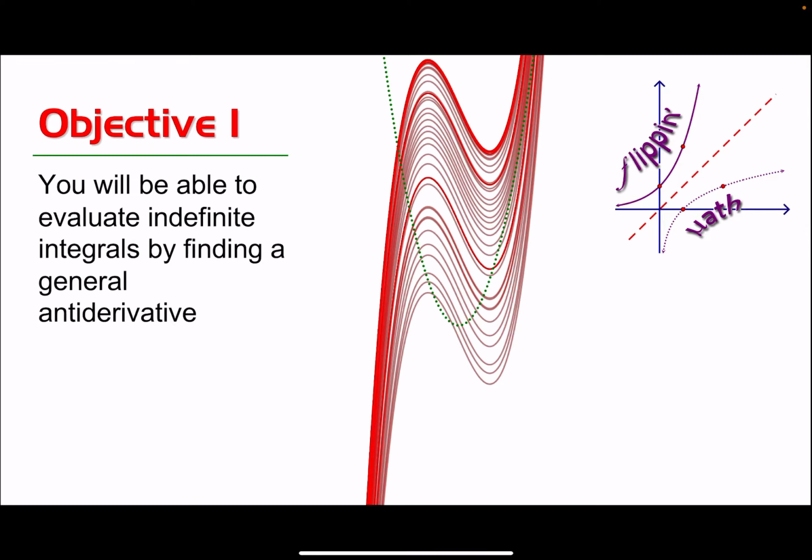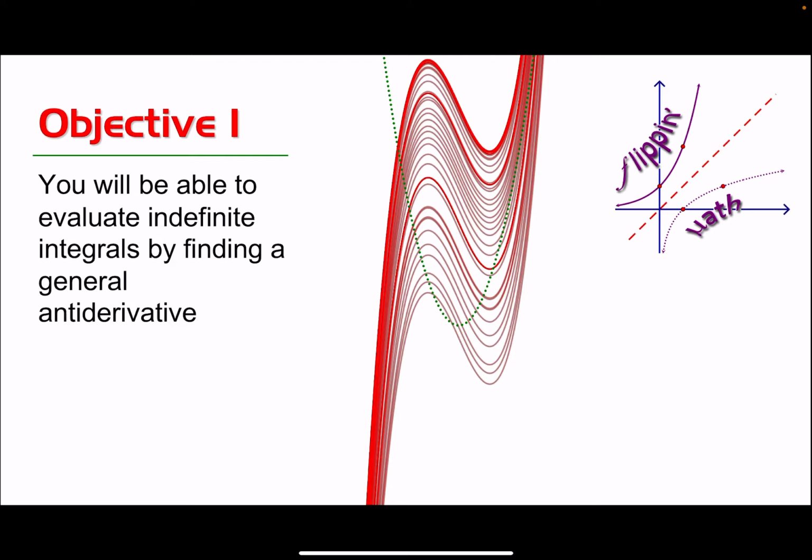Okay, so that brings us to our first objective, being able to evaluate indefinite integrals by finding an antiderivative, a general antiderivative. So remember from this picture, we've got a parabola. Its antiderivative would be this cubic equation, and the plus c is being represented by all of these various red functions that are being translated up and down.